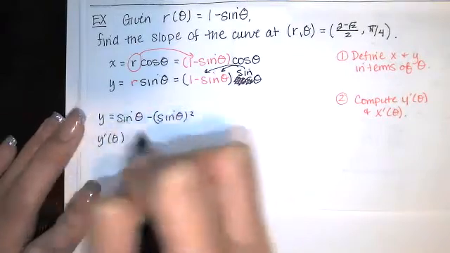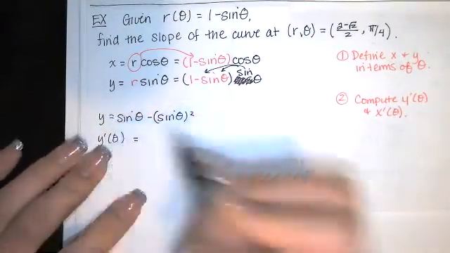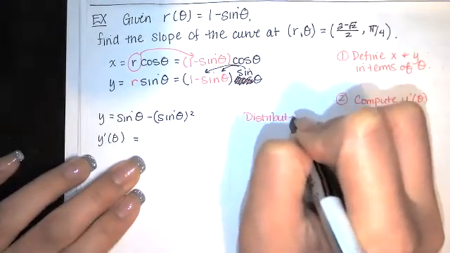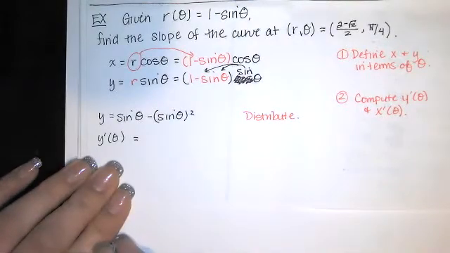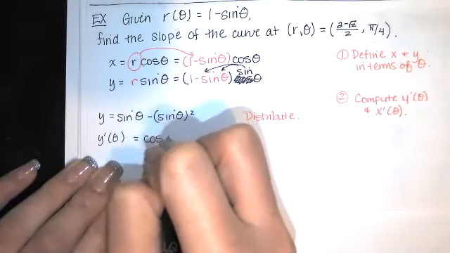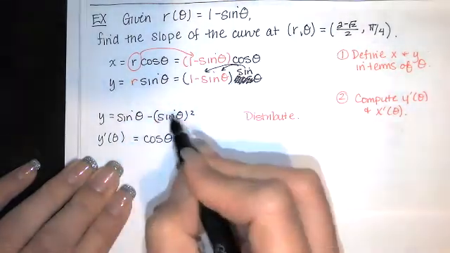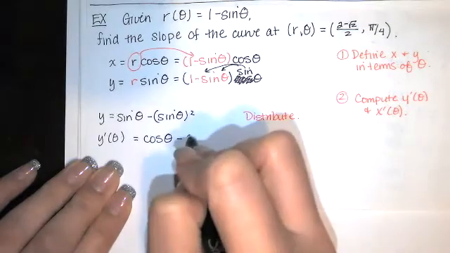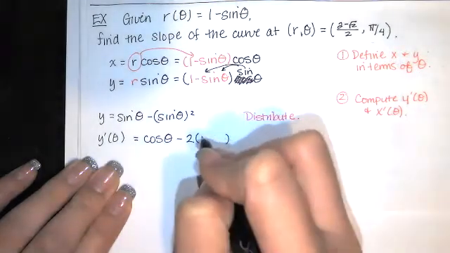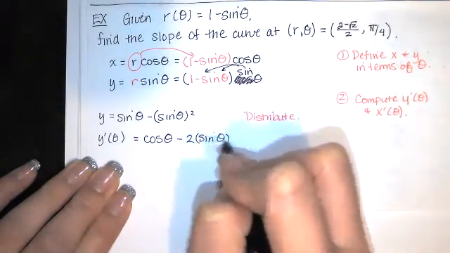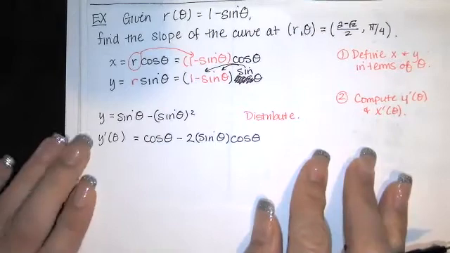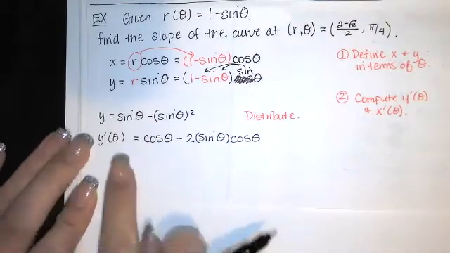And then after simplifying, we'll compute y prime of theta. You don't have to distribute first. You can use the product rule, but I chose to do this instead. Okay, so the derivative of sine of theta is cosine of theta. Then we bring the negative down, and the derivative of a function squared is 2 times that function times the derivative of the inside. The function is sine of theta, and the derivative of sine of theta is cosine of theta. So that's our y, or excuse me, our y prime.